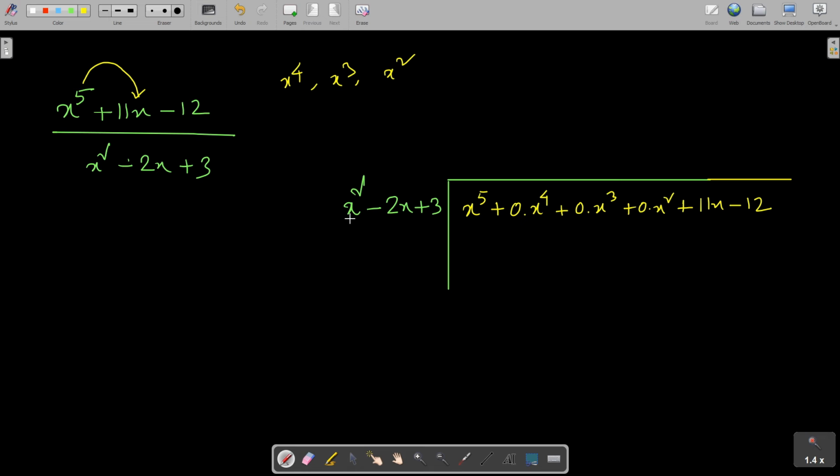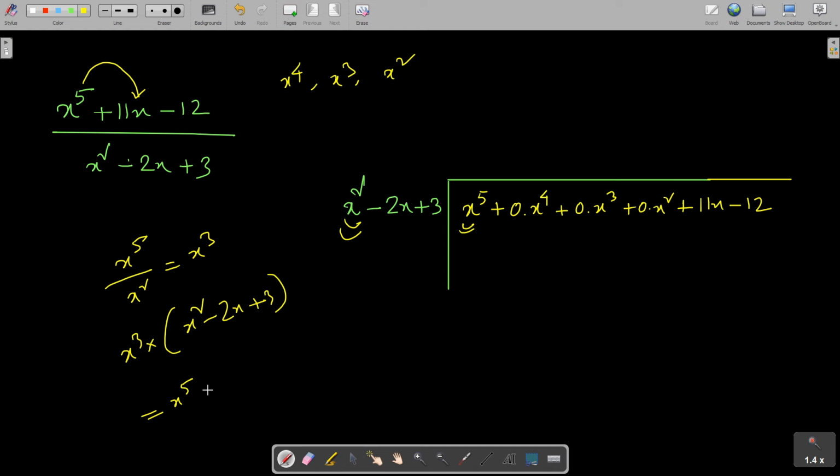Now first step, what we need to do, we'll take the first term of here, and from the quotient, so x to the power 5 divided by x squared, what's the answer? X to the power 3. Then what we're going to do, we'll multiply x to the power 3 with the divisor. Plus 3, what we'll get? We'll get x to the power 5 minus 2x to the power 4 plus 3x cubed. So we will write it is x to the power 3, and we'll write as it is.